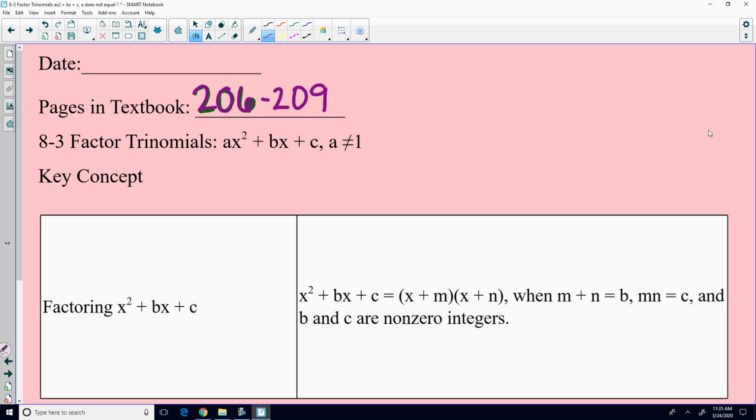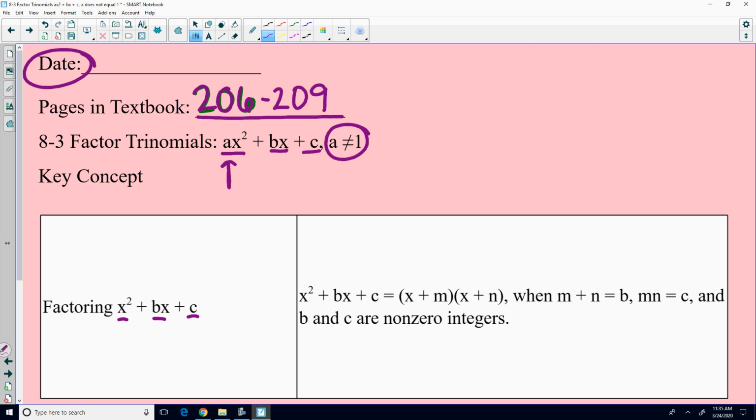So the first page of your notes, I wrote down the page numbers out of your book. You might want to open to that so you can look at them. I'm going to be using the example problems from your text. Feel free to fill in the date for today as we're doing this. So our form looks the same, ax squared plus bx plus c, but today that number right here in front of the x squared is not going to equal 1.